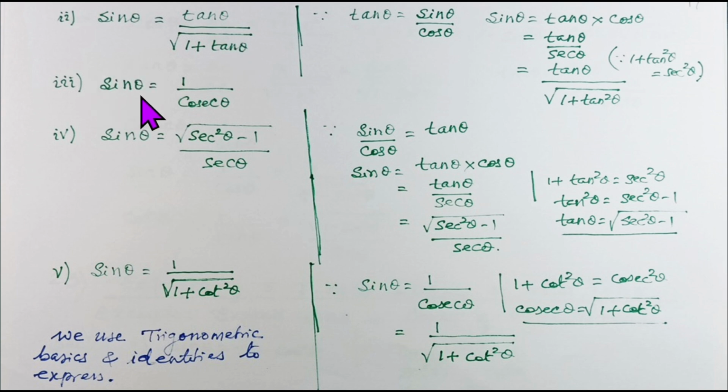Now coming to the next, sin theta is equal to the reciprocal, as it is 1 by cosec theta. That means I have expressed sin theta in terms of cosec theta. Now sin theta in terms of sec will be sin theta is equal to square root of sec square theta minus 1 divided by sec theta.